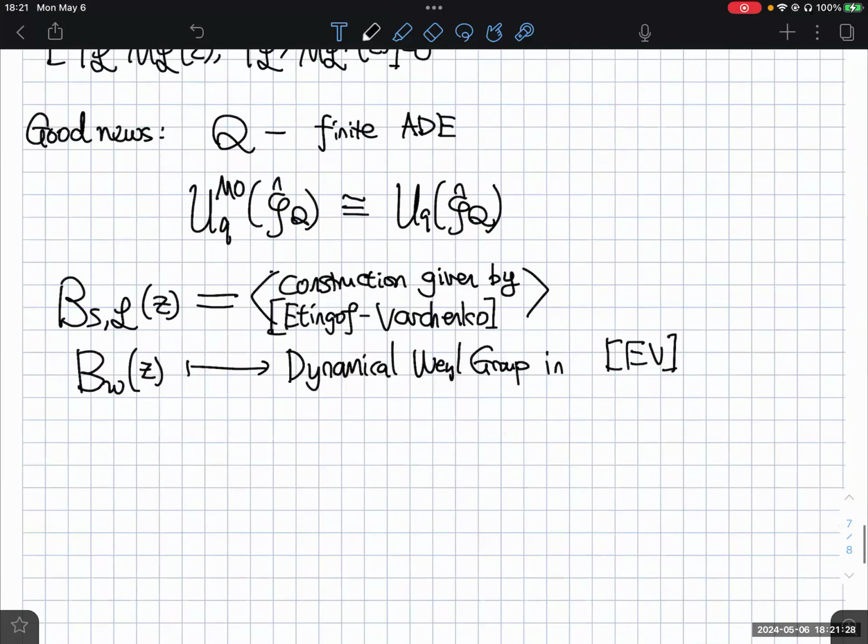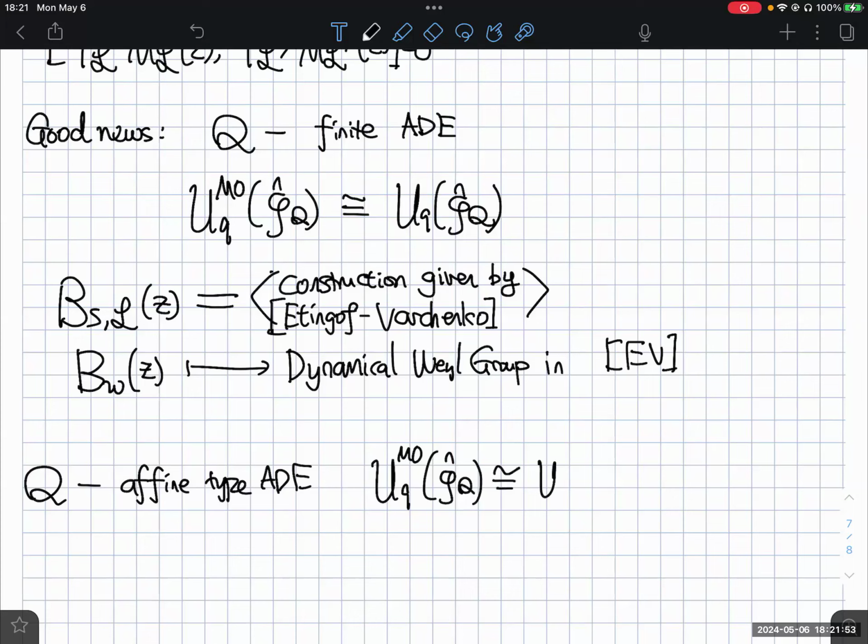But that's the only good news, because for the other types of quiver, for example if we take Q to be the affine type A, affine type ADE, or some other types of quiver, we don't know whether there's an isomorphism between the MO quantum affine algebra and the original ones. The only thing we know is that there's an embedding from the right hand side to the left hand side.